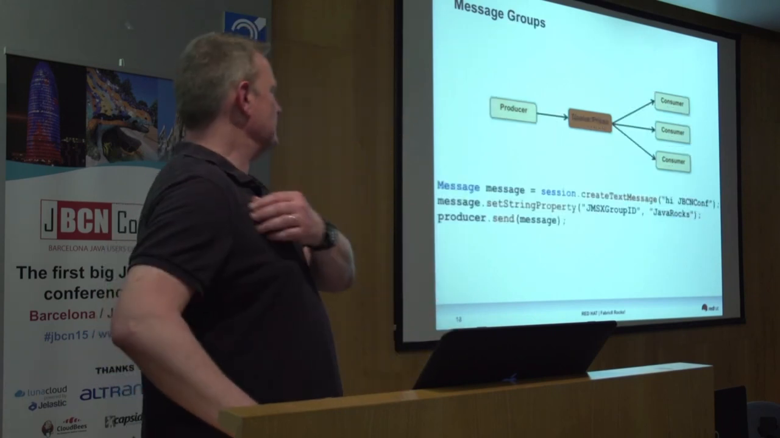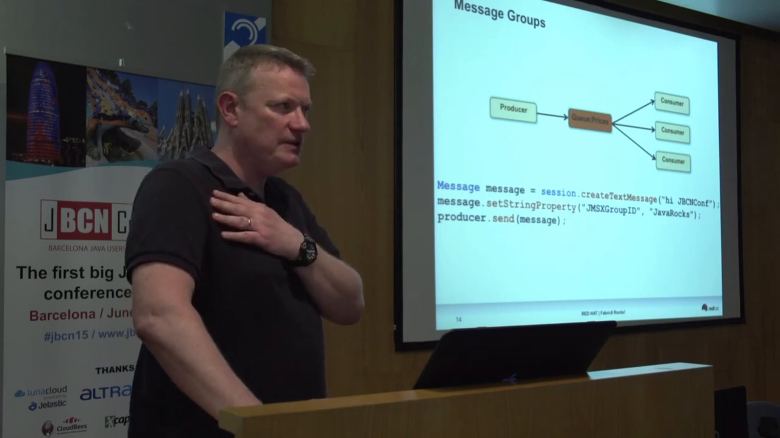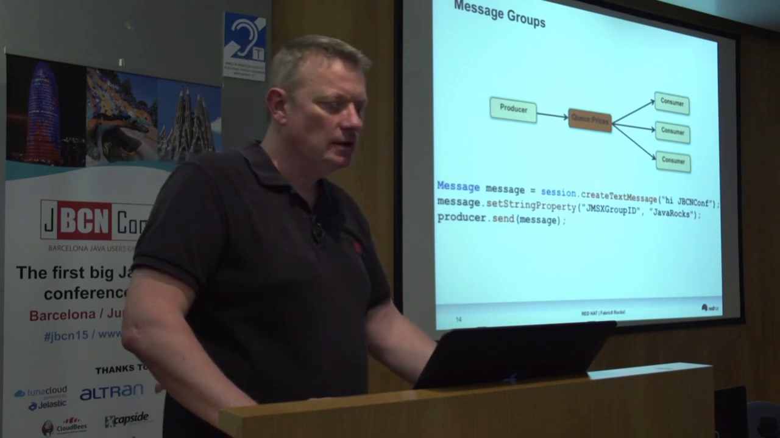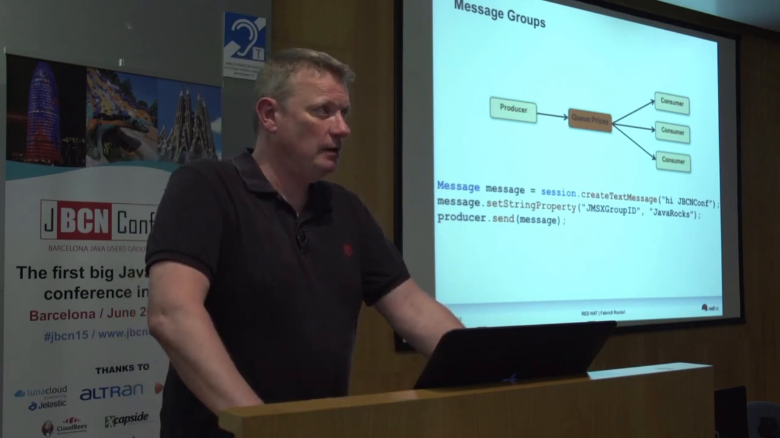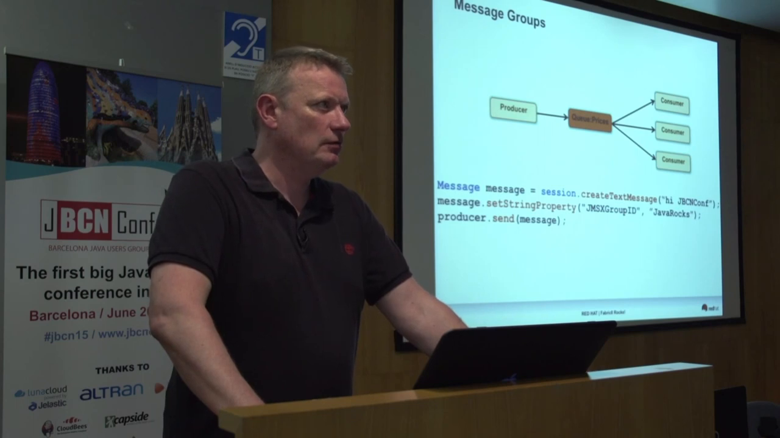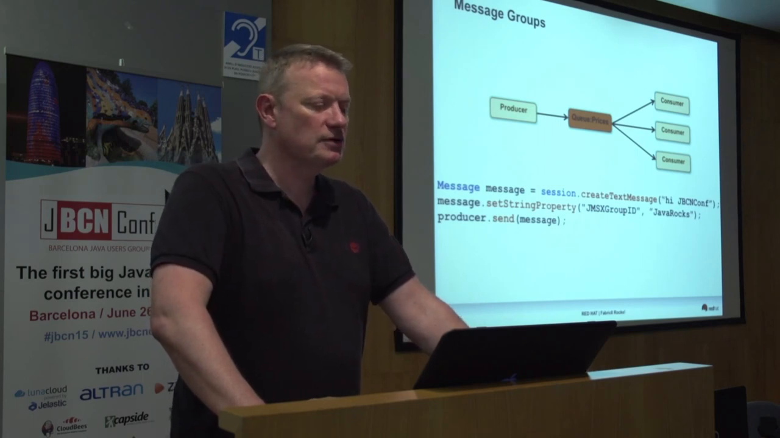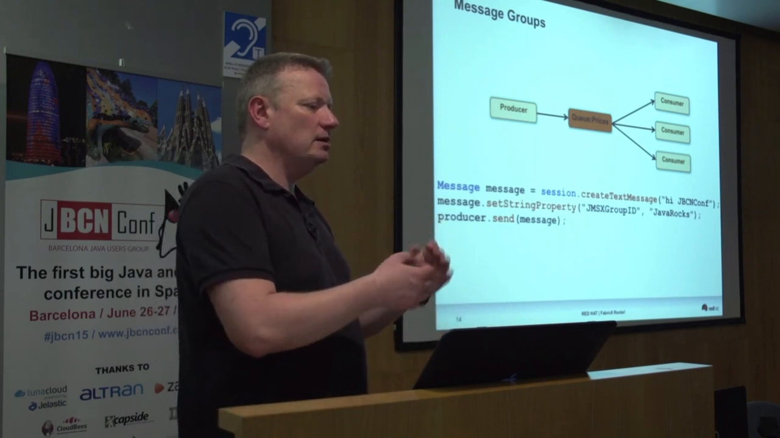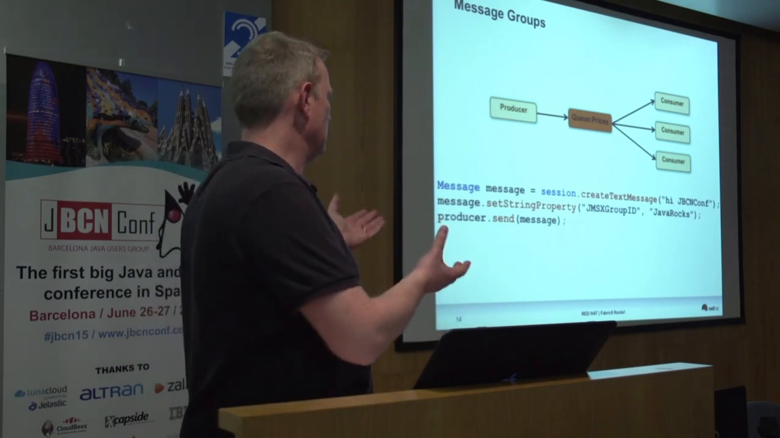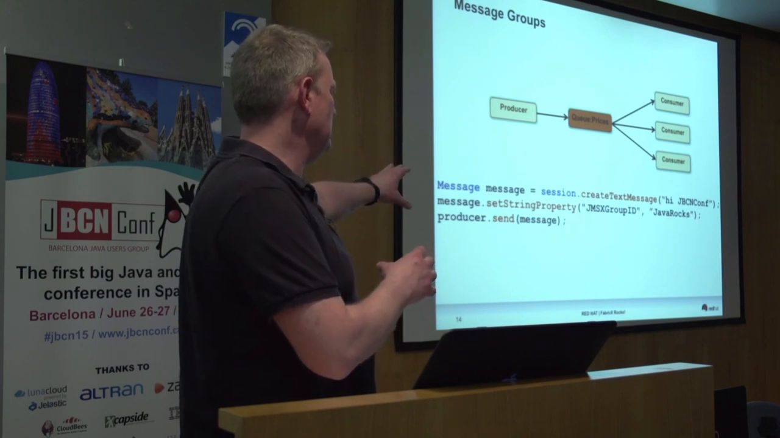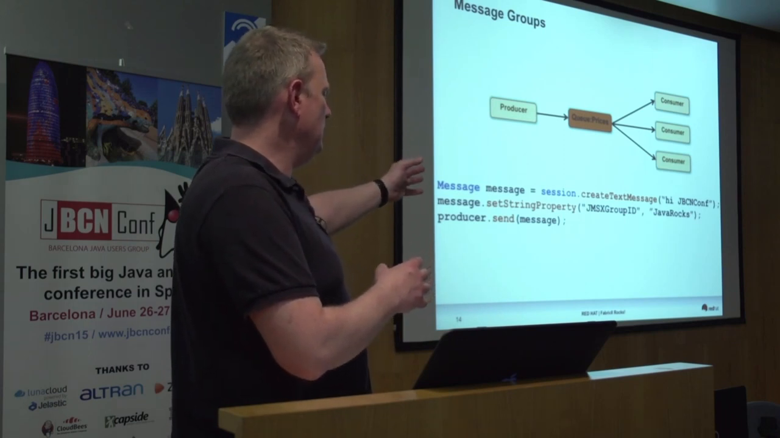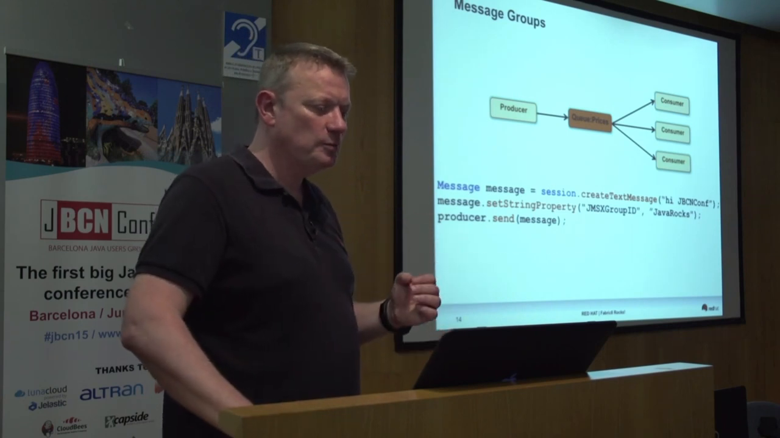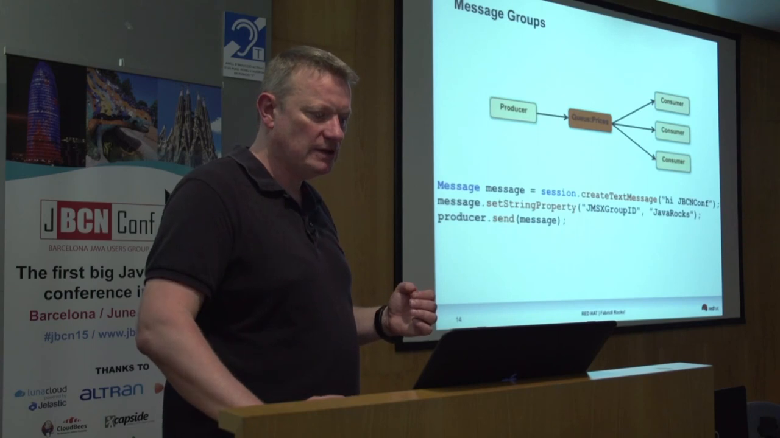And another important aspect of messaging is message groups. Message groups aren't in the JMS 1.1 standard, but they are in nearly every message broker which has been created, either commercial or open source. And message groups really is a way of being able to have queues within queues. So you actually set up a message group like that. You specify a JMX group ID. Any messages which are tagged with that particular property will get that message.